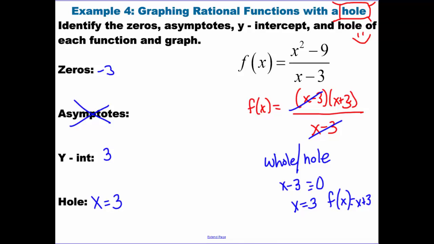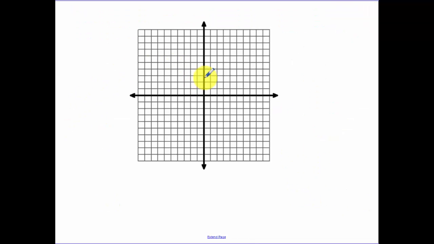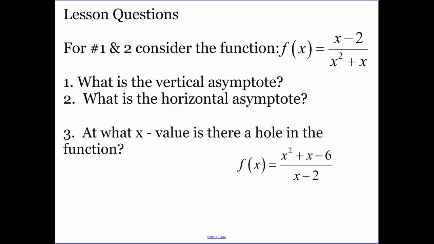So we don't even need our calculators for this one. We're going to graph x plus 3, but at the x value of x equals 3, we're going to have a hole. So that's what that function is going to look like. Hey, that's actually a pretty easy example for you. Okay, there are your 3 lesson questions. Please make sure those are submitted on time for me.